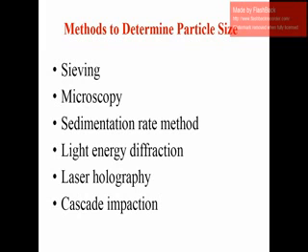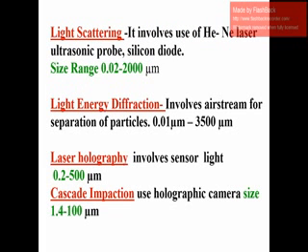Then some modern technologies we are nowadays using: light energy diffraction, laser holography, and cascade impaction. These three are the modern technologies we are using for very minute particle sizes. See, light scattering involves a He-Ne laser and ultrasonic probe. Generally a silicon diode is utilized. So this is the mechanism of this technology. Generally this light scattering technology can measure particle sizes from 0.02 to 2000 microns.